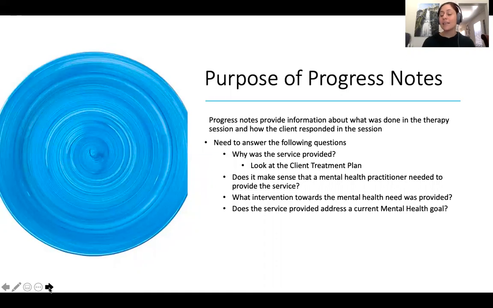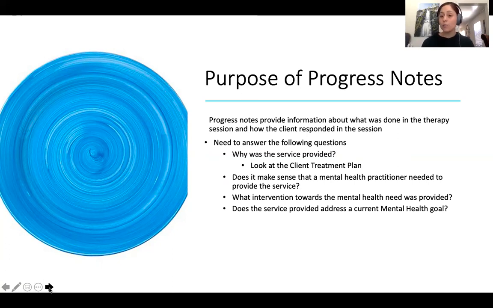Next, does it make sense that a mental health provider needed to provide these services? You want to make it known that this service needed to be provided by a therapist. So you would use words like process, assess, model, etc., and provide therapeutic services. You wouldn't write something like, therapist discussed the weather with the client and offered guidance regarding wedding planning. This does not require a therapist and is outside of your scope of practice.